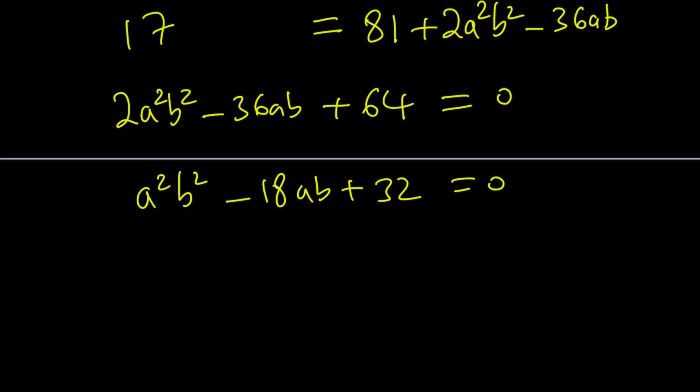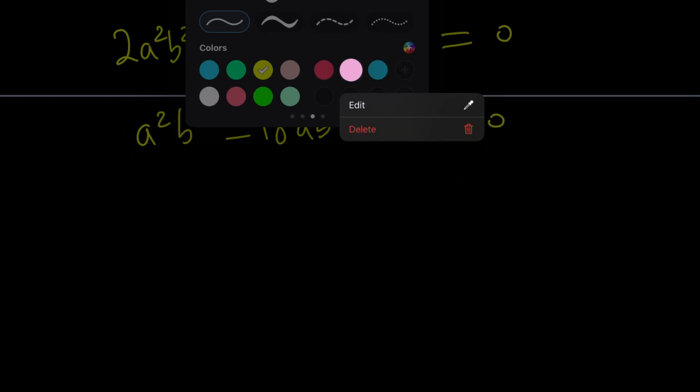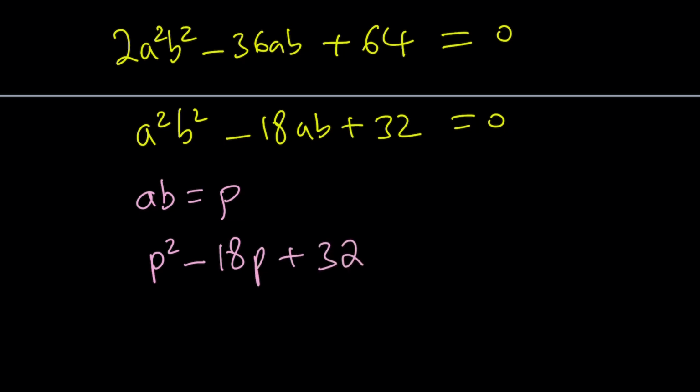Substitution is very powerful because you could continue to use it. You could always use it. Okay, great. So suppose ab is equal to something. How about ab is equal to P for product? So we get P squared minus 18P plus 32 is equal to 0.